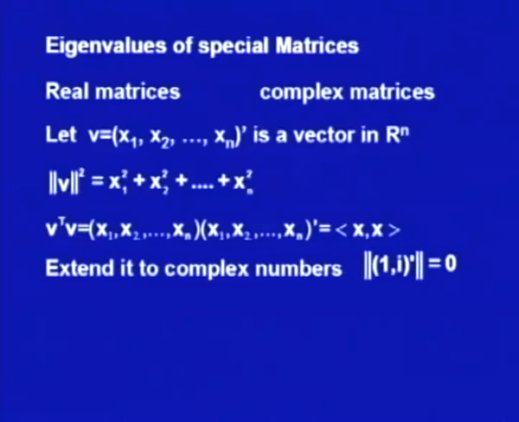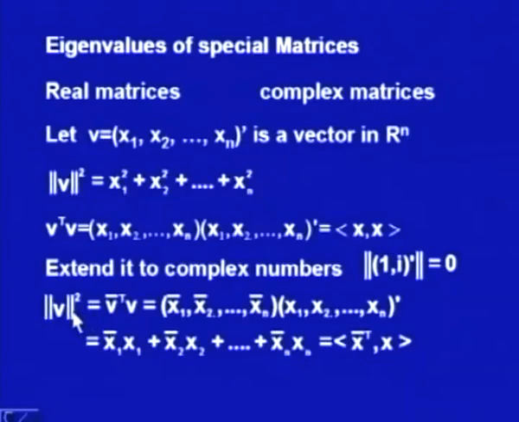If we extend this concept to complex numbers and apply it to a complex vector 1 comma i transpose, then one can notice that its length will be 0. So, this vector is not the 0 vector, but its length is 0 if we apply this definition of length which we have already developed for real matrices. So, we need to redefine this length in relation to complex matrices.